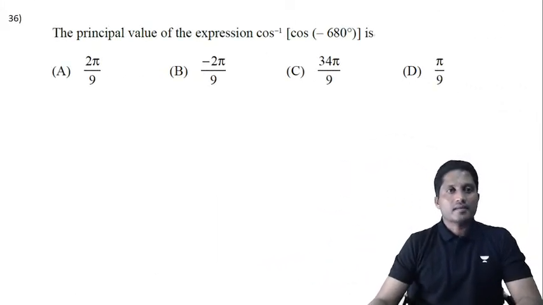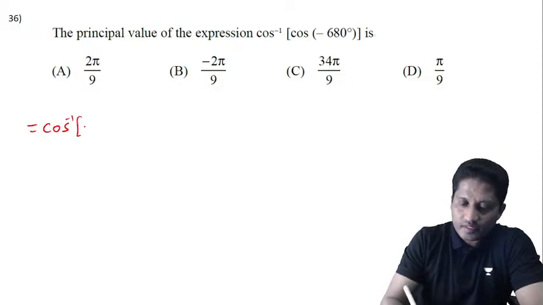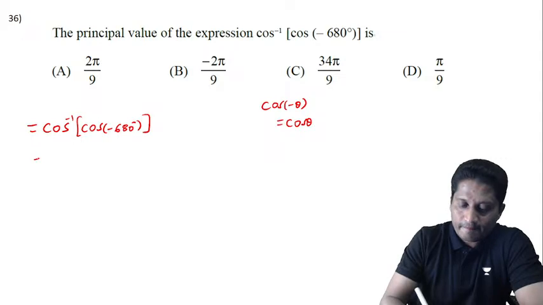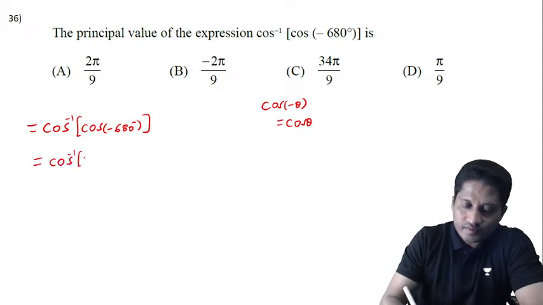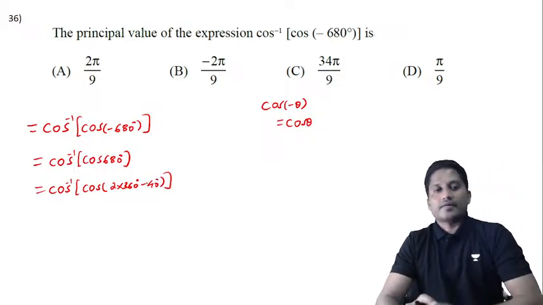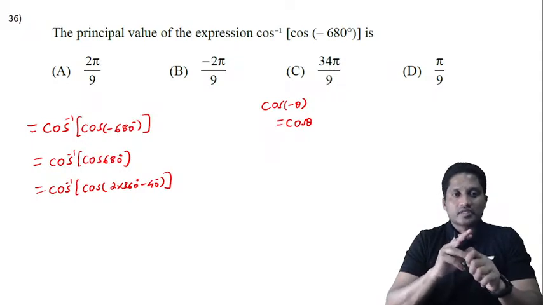Right, question number 36. Principal value of cos inverse of cos of minus 680 degree. Cos of minus theta is plus cos theta, so this is cos inverse of cos of 680 only. Now this can be written as cos inverse of cos of 2 into 360, which is 720, minus 40, which will be 680. Isn't it, guys? 360 into 2 is 720, and 720 minus 40 will give me 680.